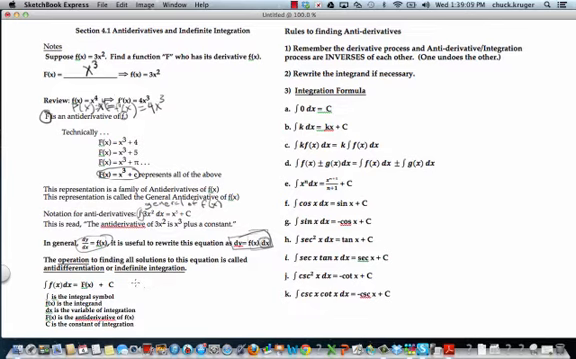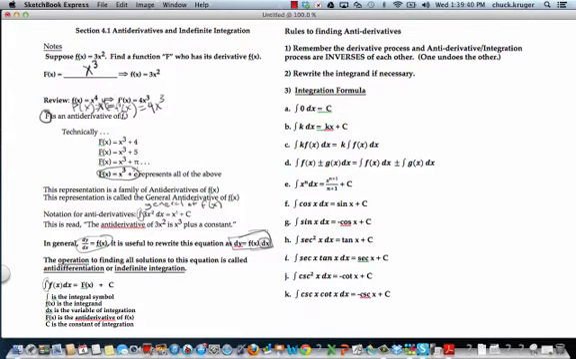Next, the operation of finding all solutions to this equation is called antidifferentiation or indefinite integration, and I use the term indefinite integration a lot. So again, you find the antiderivative of f of x dx, and that gives you capital F of x plus c. This symbol is called the integral symbol. f of x is called the integrand. dx is called the variable of integration. F of x is the antiderivative of f of x, and c is your constant of integration.